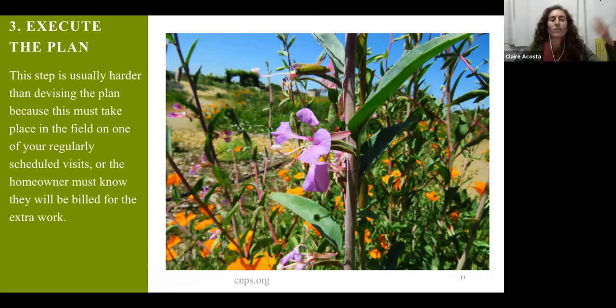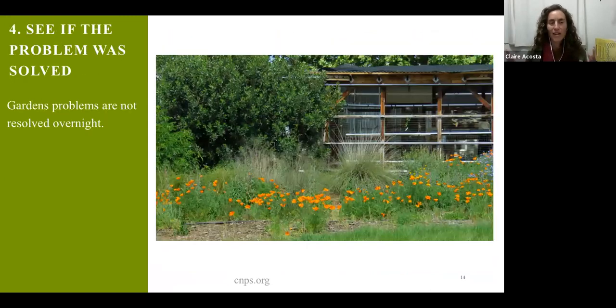Next is seeing if the problem was solved, and seeing if it was solved within the time frame that you intended, not like 10 years from now. Did you solve it within the time frame that you had planned for in the plan you came up with? Obviously these things don't resolve overnight. Sometimes an infestation might take 2 weeks to actually dissipate, so make sure you're noting if it's changing at all.